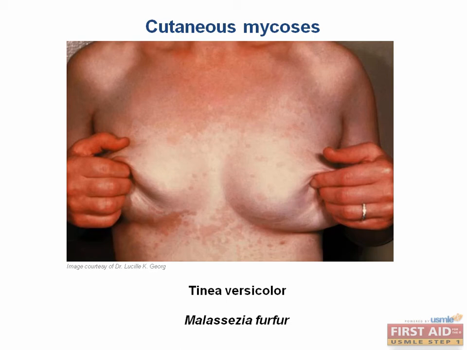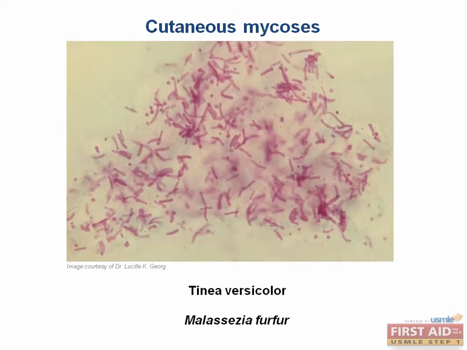Do you remember how the appearance of Malassezia furfur is described under a microscope? It is usually described as having a quote-unquote spaghetti and meatball appearance, seen here. Here are your spaghetti strands right there, and you have some meatballs here, and a meatball here, and a meatball there, and a meatball there. All right, so think spaghetti and meatballs, you think tinea versicolor.